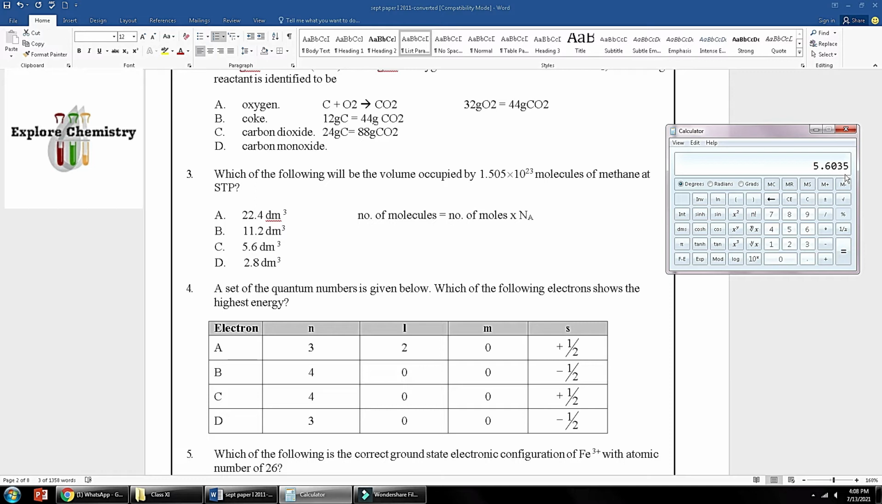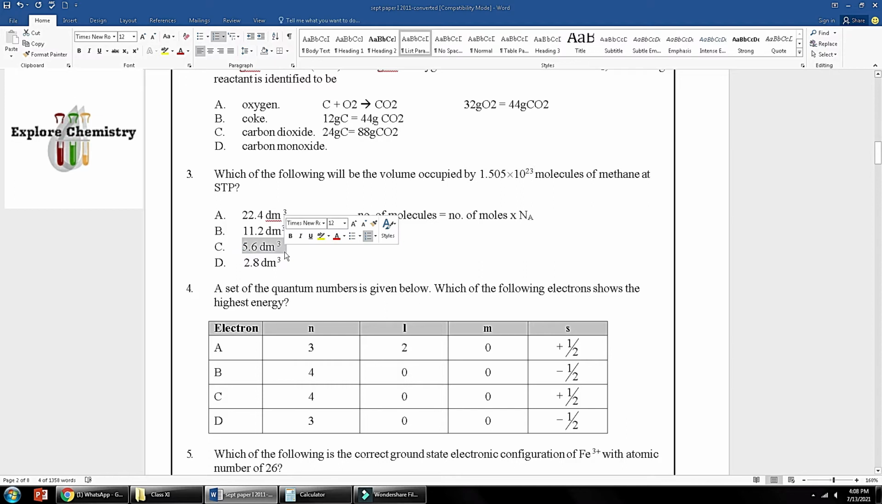If you have to get the answer in cm³, you will multiply with 22414. So your answer is 5.6 dm³. So this is the correct answer of this MCQ.